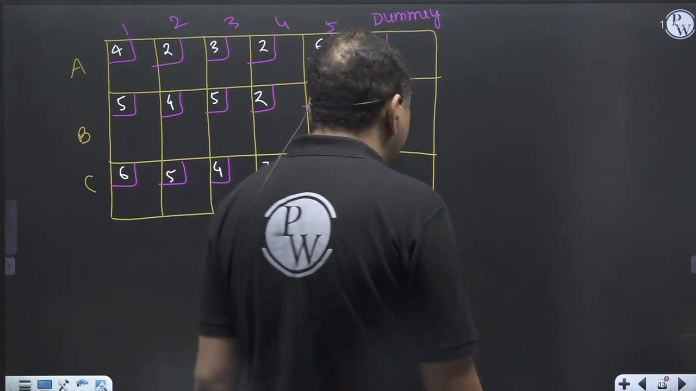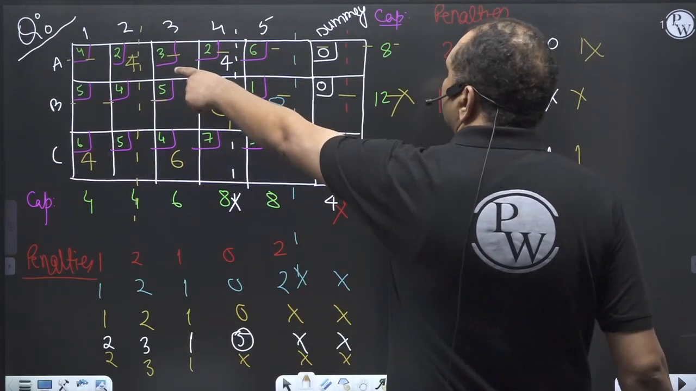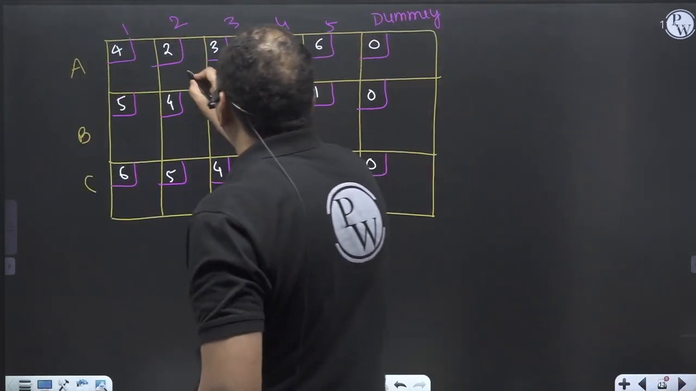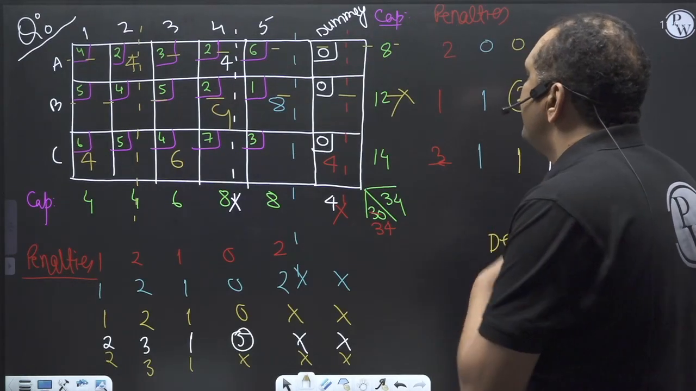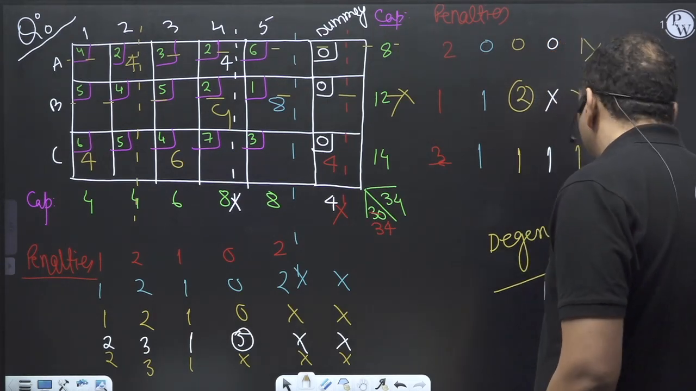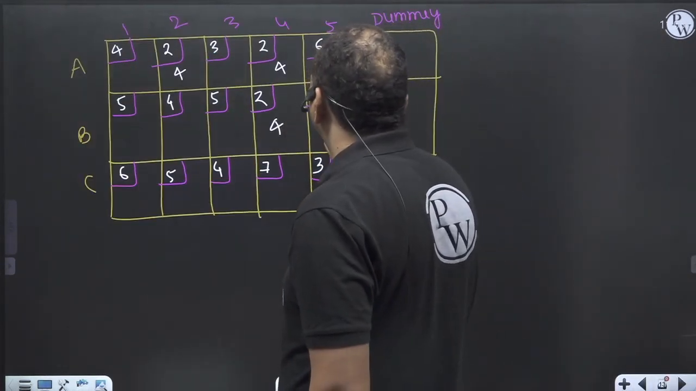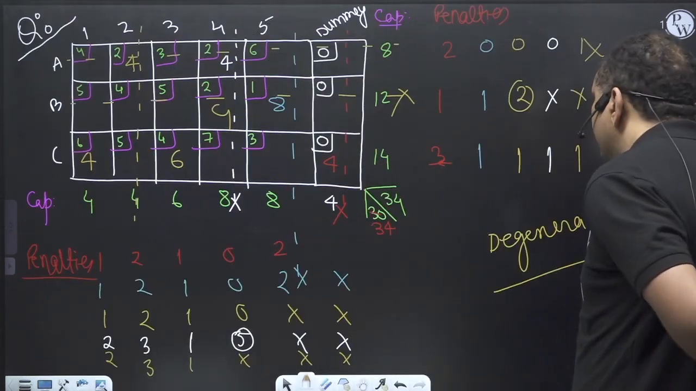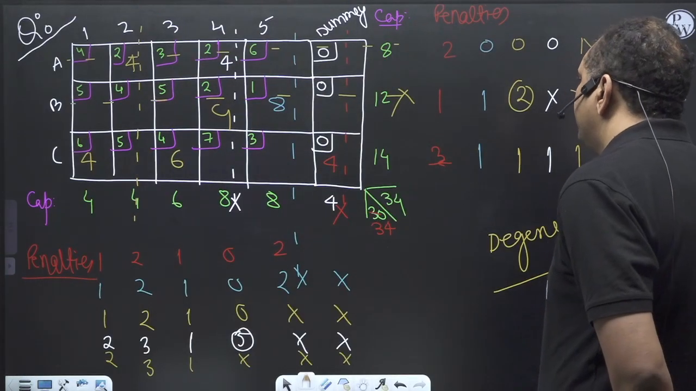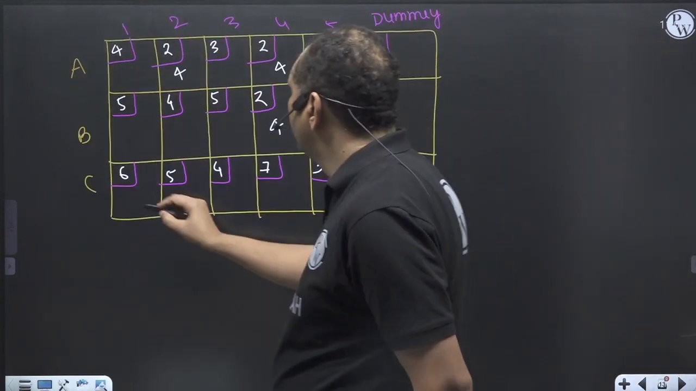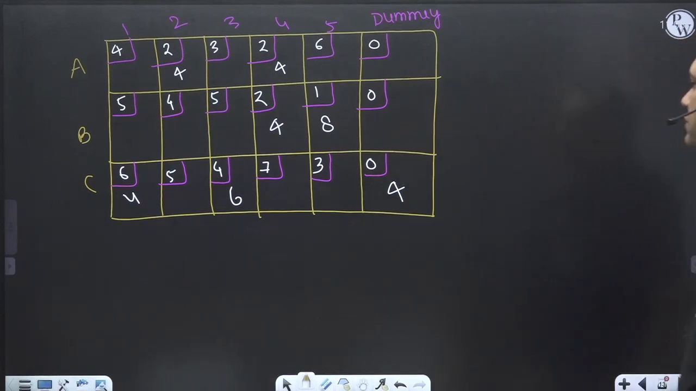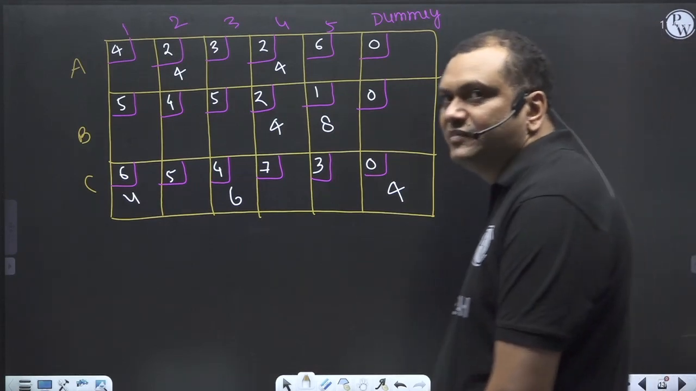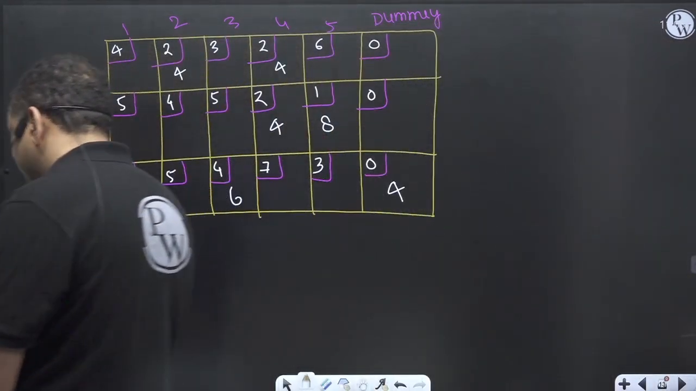And what are the allocations we have got? 4 and 4. 4, 4. Okay. 4, 8. 4, 8. 4, 6, 4. These are the allocations. Okay, these are the allocations.